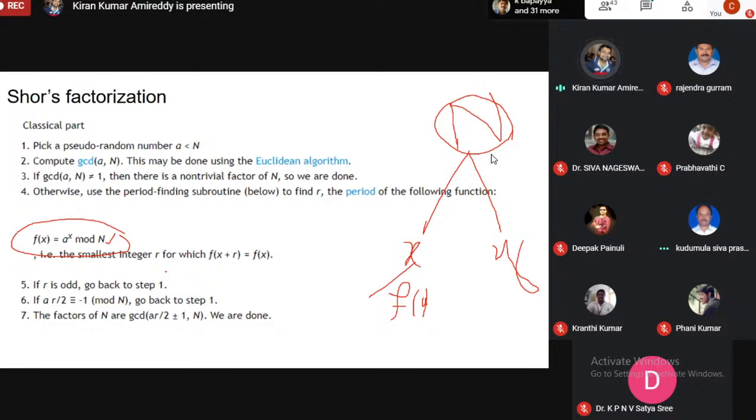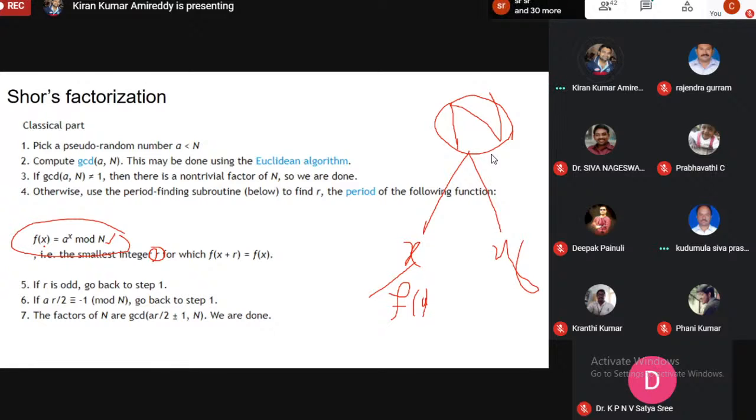So then we'll take the smallest integer r. Then we'll compare f of x plus r is equal to x. So that means we are just adding a small value to that. We are checking for the factor whether this can be there, and then we can add delta x, delta x, delta x.